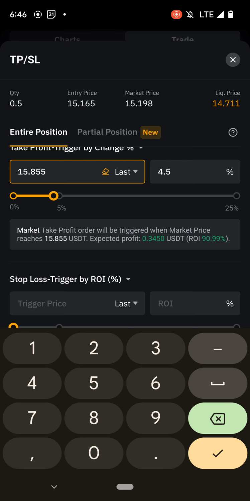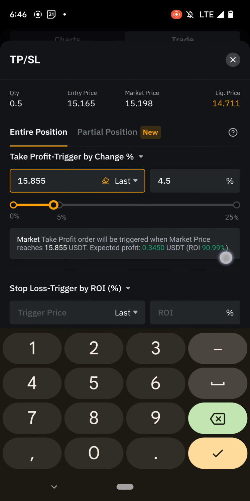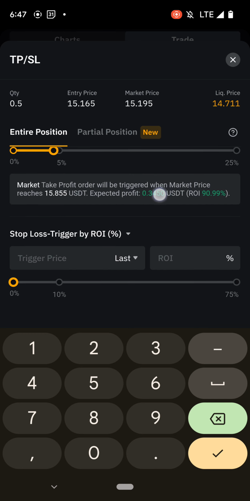So you see that trading is capital. If you don't have a good capital, you will not actually make good profit from it. I'm not even trading with up to $0.5. So look at 90% profit, I'll be making just $0.3550. So once you set your take profit, you go down to the stop loss.